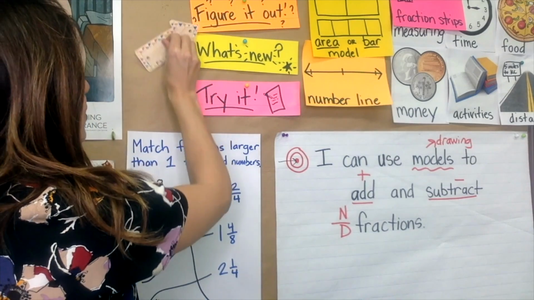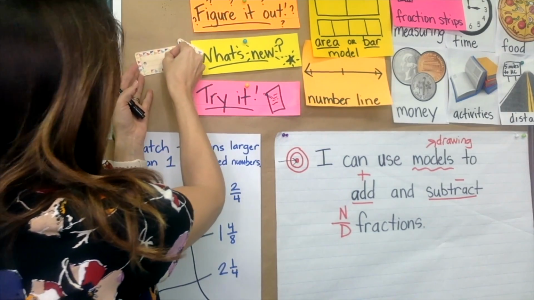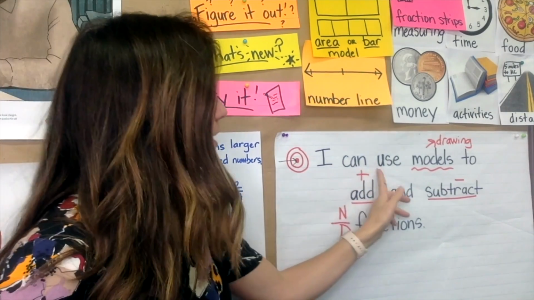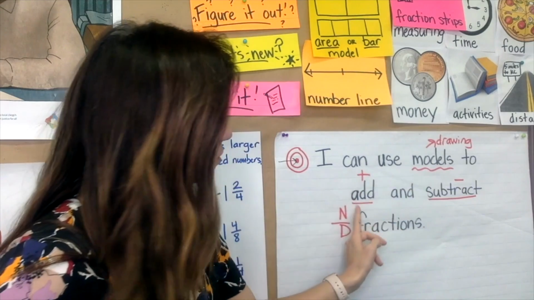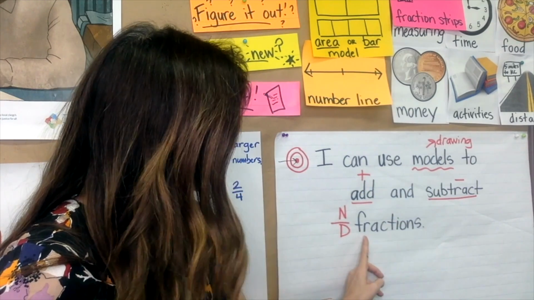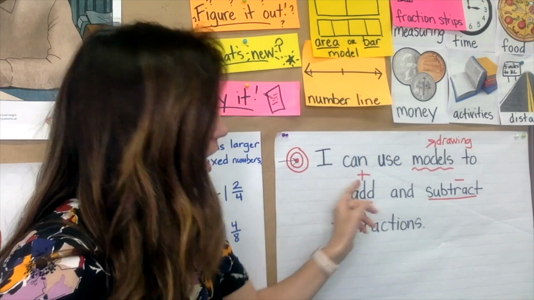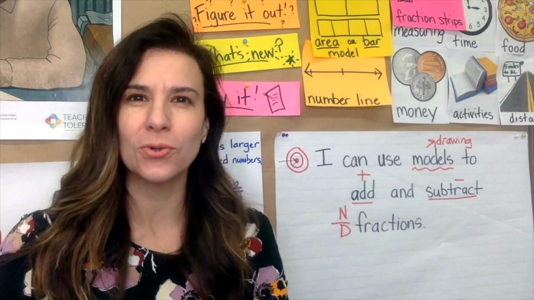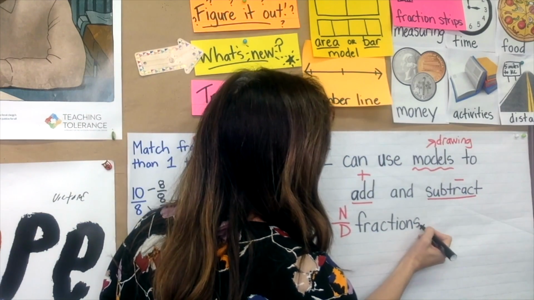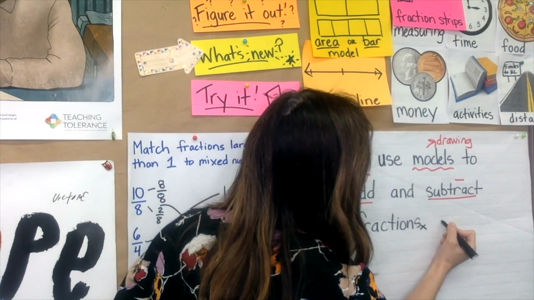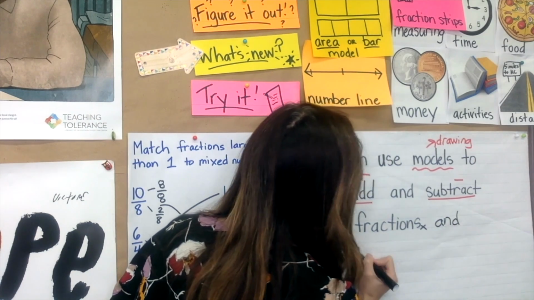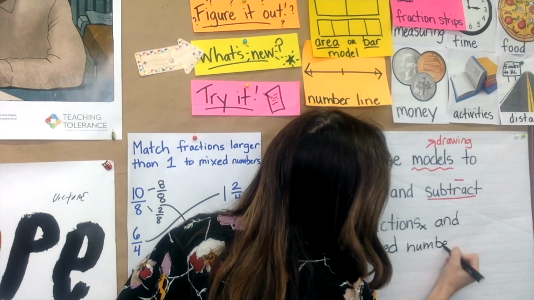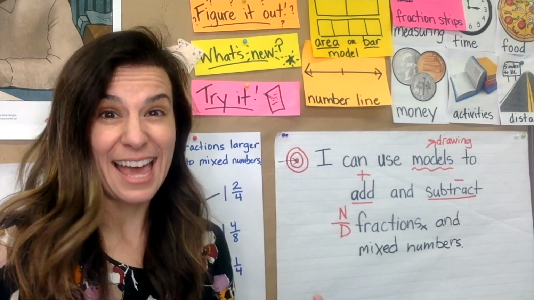Okay, it's time for what's new. Well, I have our learning target from last week, so let's read that. I can use models, like a drawing, to add and subtract fractions, numerator and denominator. A couple of things we're gonna do. We're gonna add to this learning target. Instead of having a whole new learning target, we're gonna add to it. So I'm gonna cross this out, and I'm gonna put and mixed numbers. So let's break that down.